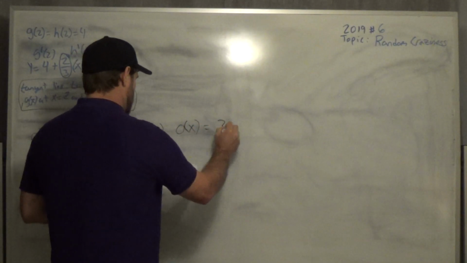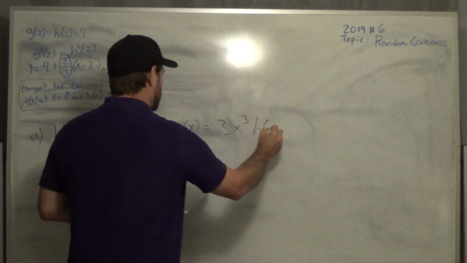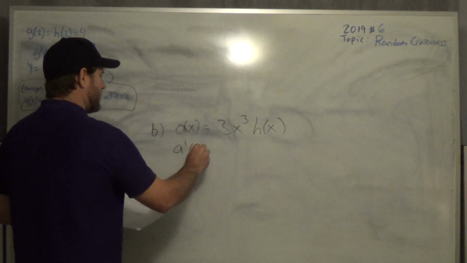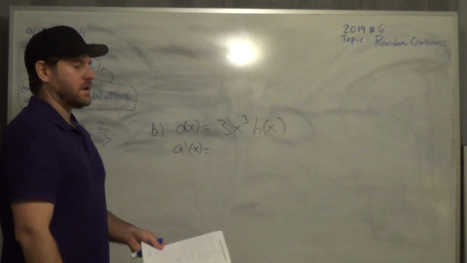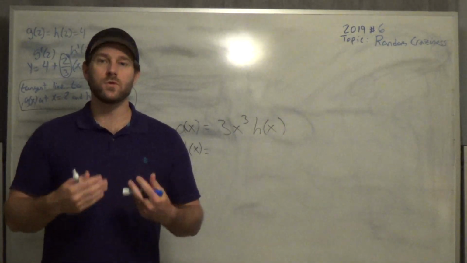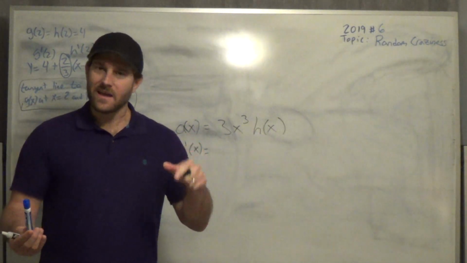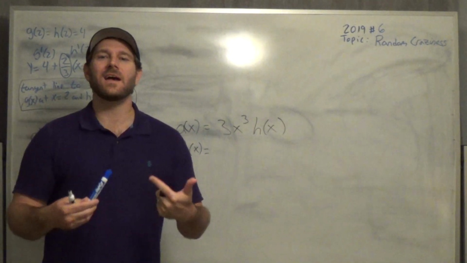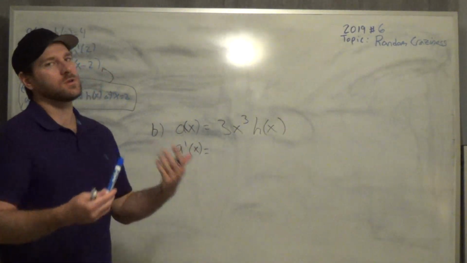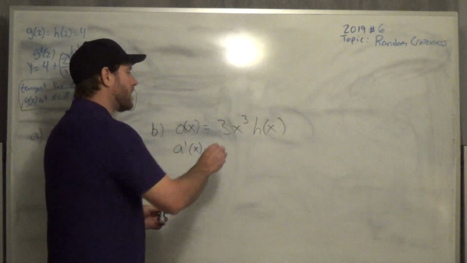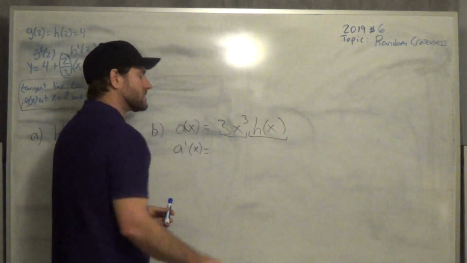So part B, they say let a of x equals 3x to the third h of x, and they want to know what is a prime of x. Ladies and gentlemen, you've been in calculus the whole year. If you don't do this part right, you don't deserve to pass. If you make a mistake today, this is the chance to learn from your mistake. And on the test, you have to look out for when you're taking the derivative, they want to see, do you know the product rule or the quotient rule? This is the product rule.